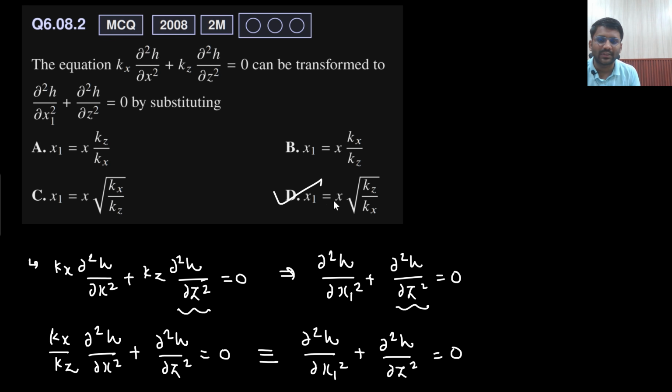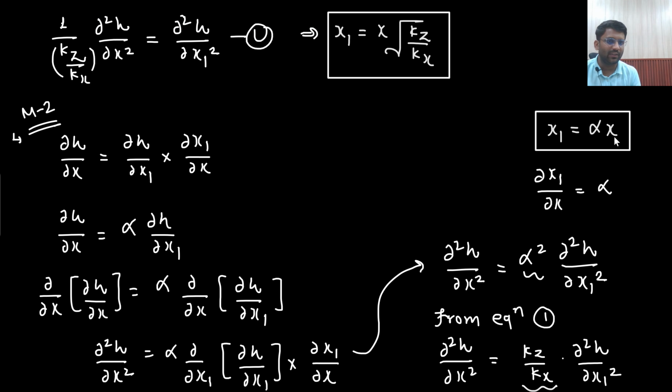If someone wants to go with the option, the option is saying that x1 would be equal to x into some alpha. We need to find out the value of this alpha. So x into some alpha you will find out. Then del h by del x I need to replace. So can I do del h by del x1 into del x1 by del x? It will come out to be alpha. So here I am getting the value of alpha.